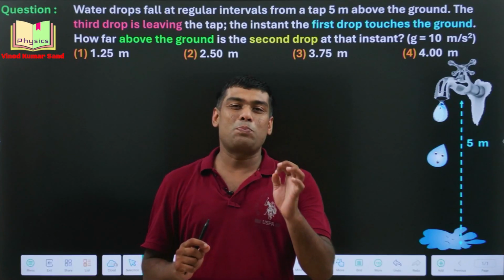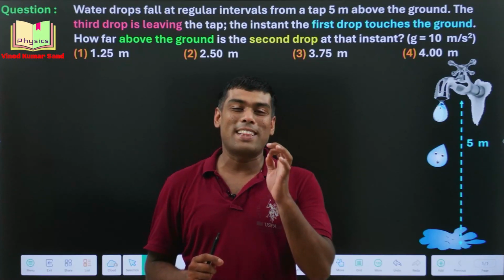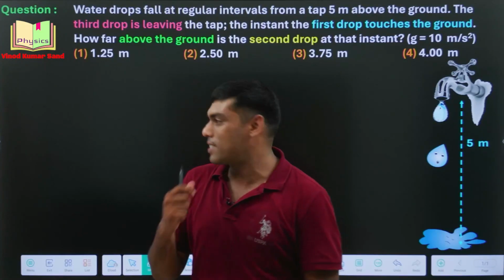Hello everyone. This problem can be beautifully solved using Galileo's law of odd numbers.